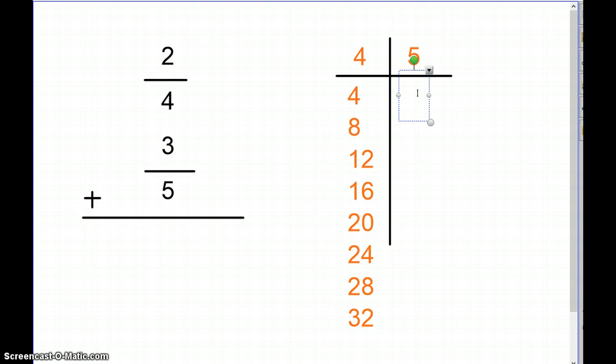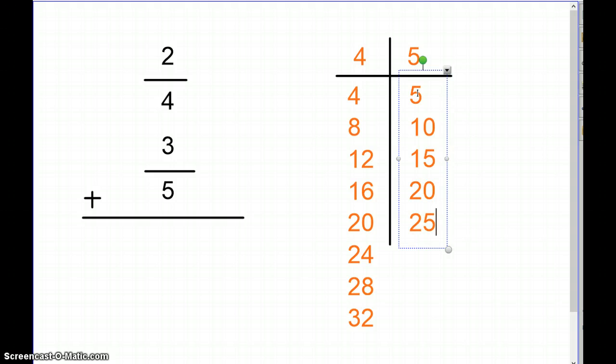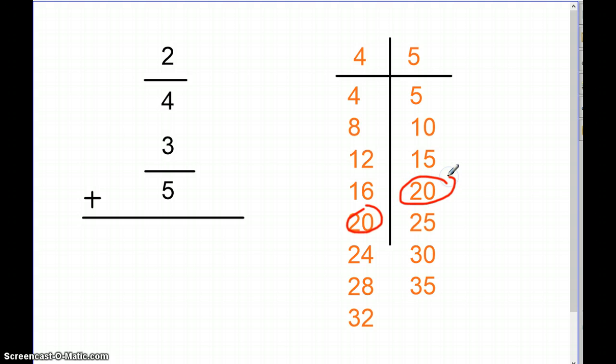Now we're going to list our multiples of 5. Okay, so counting by 5s. 5, count with me, 10, 15, 20, 25, 30, 35. Okay, we're going to now hunt. We're looking for the smallest multiple that they have in common. Okay, well, I see that 20, double check me, 20 is the smallest multiple that they have in common. So it's actually 4 times 5 is 20, right? That's the smallest multiple they have in common.